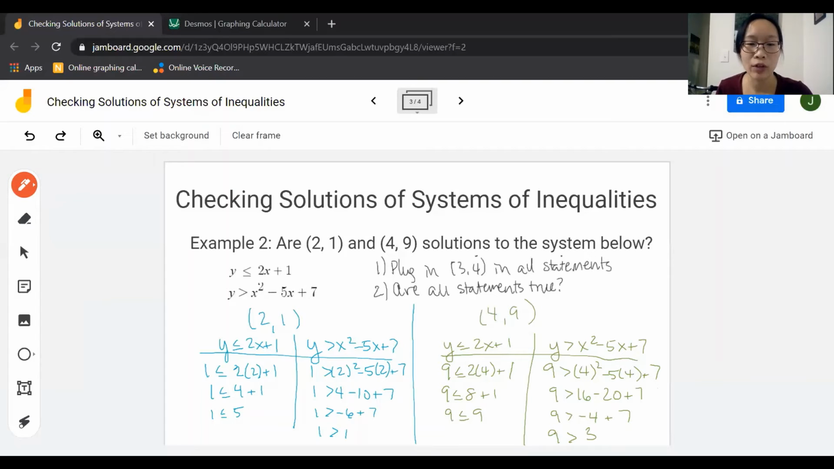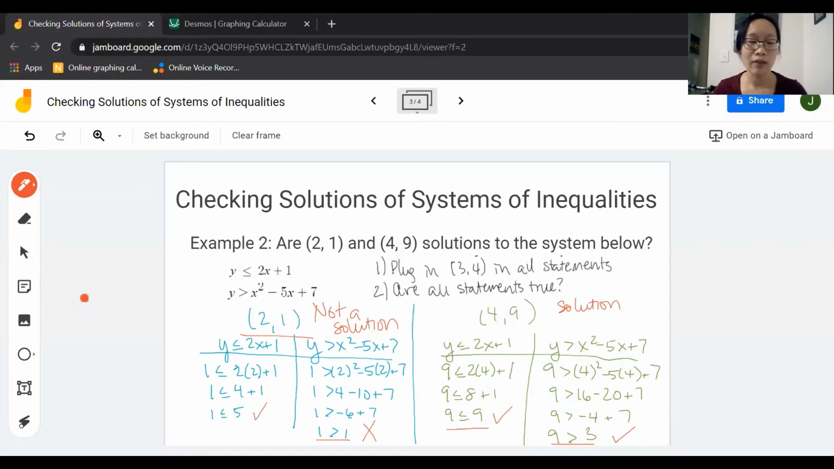So for (2, 1), I have 1 is less than or equal to 5. That's true. And then I have 1 is greater than 1. That is not true. Because they are not both true, this is not a solution. With (4, 9), I have 9 is less than or equal to 9. That's true. And then I have 9 is greater than 3. That's true. Because both of these are true, (4, 9) is a solution.